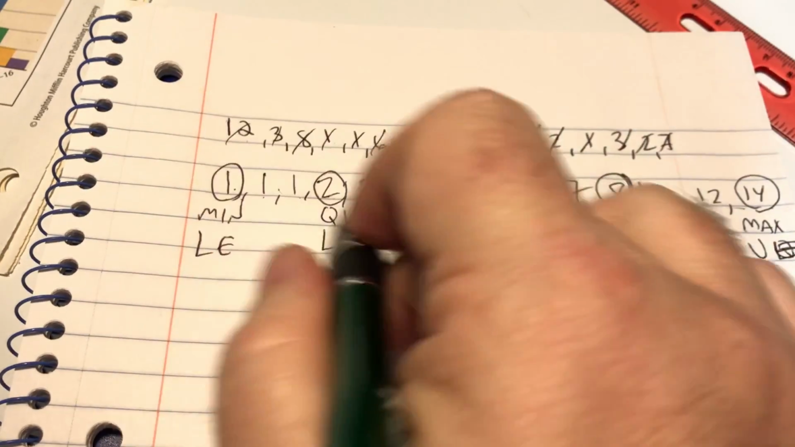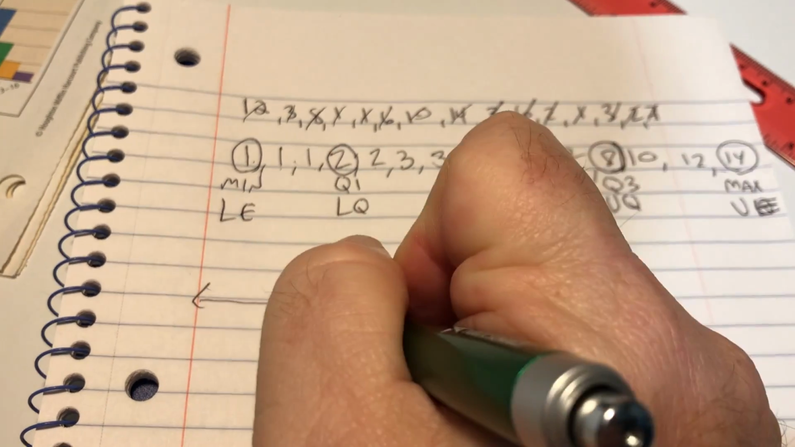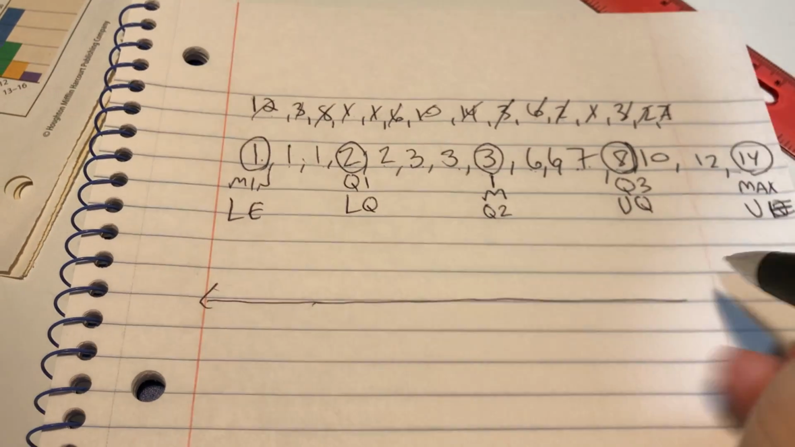Now, we need these 5 points of data. We need to make a number line that will include all of these numbers.